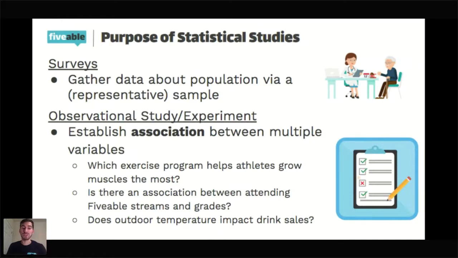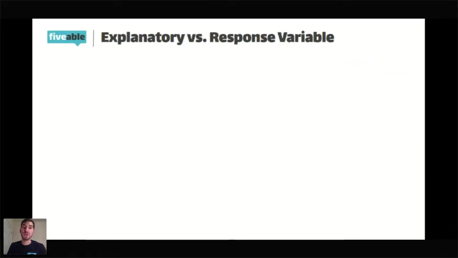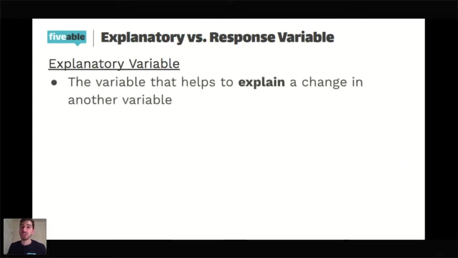To some of those questions, you'll probably answer, yes, there might be an association between those. Maybe there isn't an association between those variables. But either way, one of those variables is probably the explanatory variable. One of those variables is the response variable. And so in statistics, when we're doing a study, the explanatory variable, you might have called it an independent variable in a science class. It's the variable that we're going to use to help explain a change in another variable.